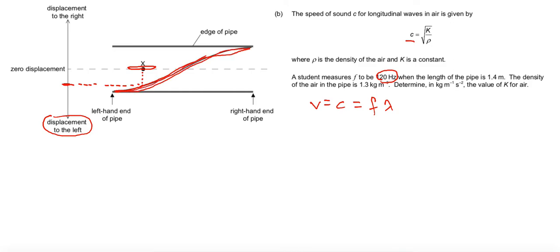The length of the pipe multiplied by 2 is lambda. So the length of the pipe is given, frequency is given, and it's easy to find c. And now that c is given, we can calculate k because rho is also given. So, not a difficult exercise.